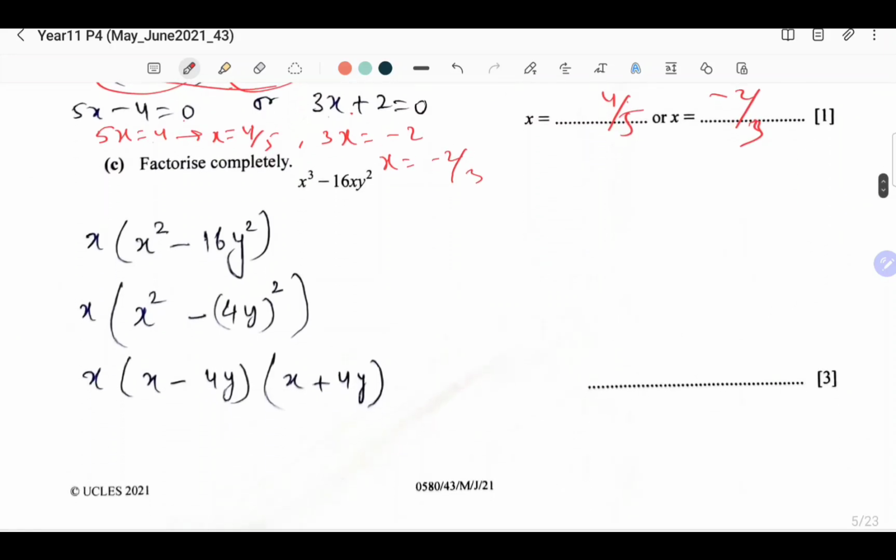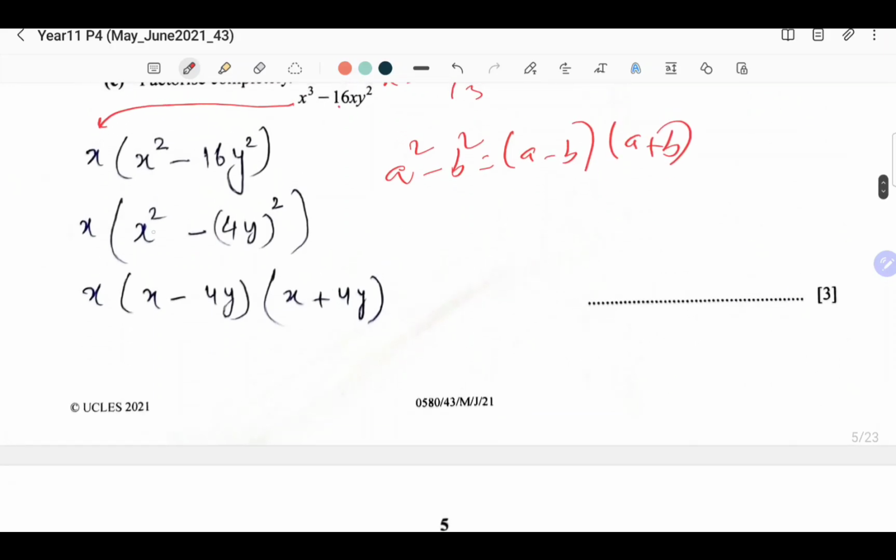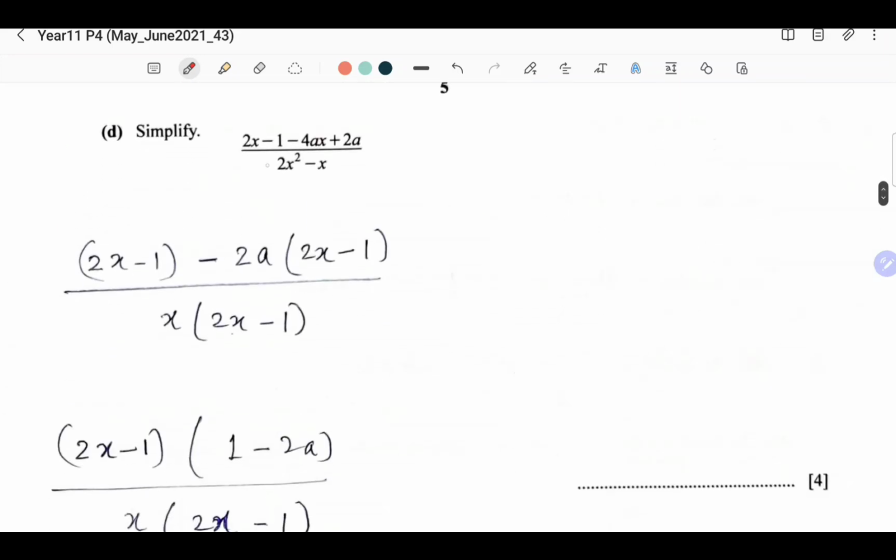Now factorize completely: x cubed minus 16xy squared. Can we take x common, guys? Then you will get x squared minus 16y squared. Now x squared, and 16y squared you can write as 4y all squared. Now we know that a squared minus b squared is a minus b times a plus b, right? So this is x minus 4y, x plus 4y. This is the answer. Now let's move to the next question.